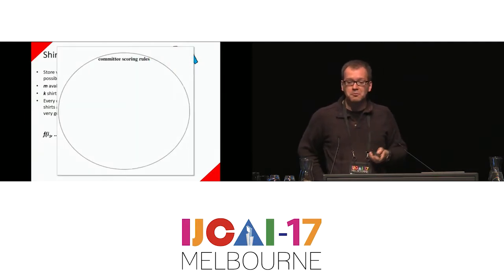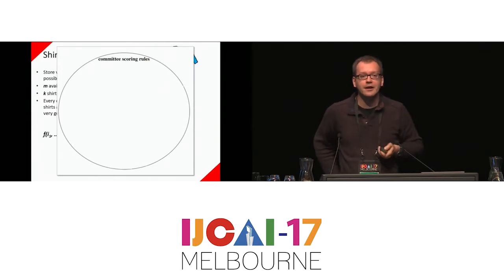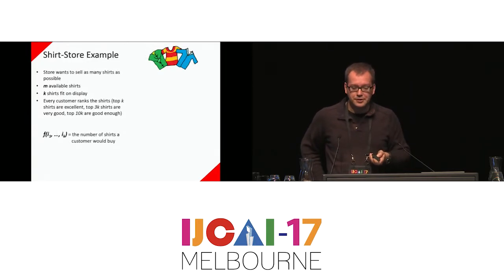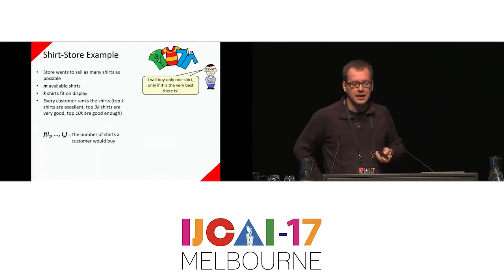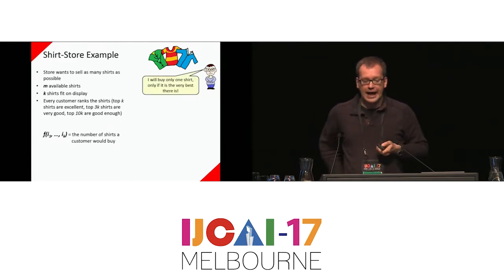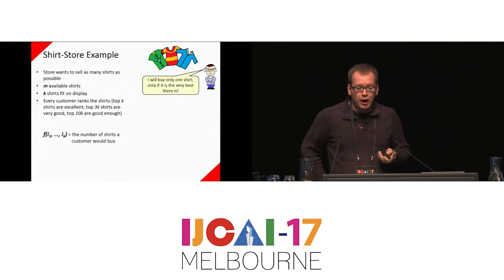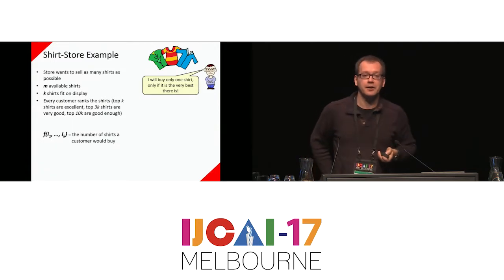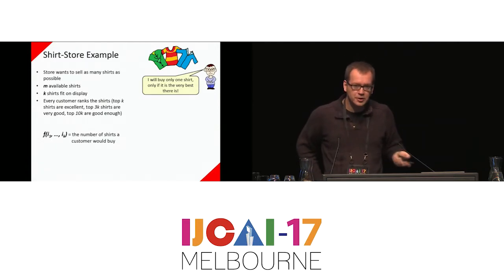So for now, we just have this large space of possible committee scoring rules, these functions that we can choose from. But how do we choose? Depends on the customers. So let's say our first customer comes in and says, I will only buy a shirt, only one shirt, if it's the very best among the shirts I like. So you can clearly see that this is not a nice person.